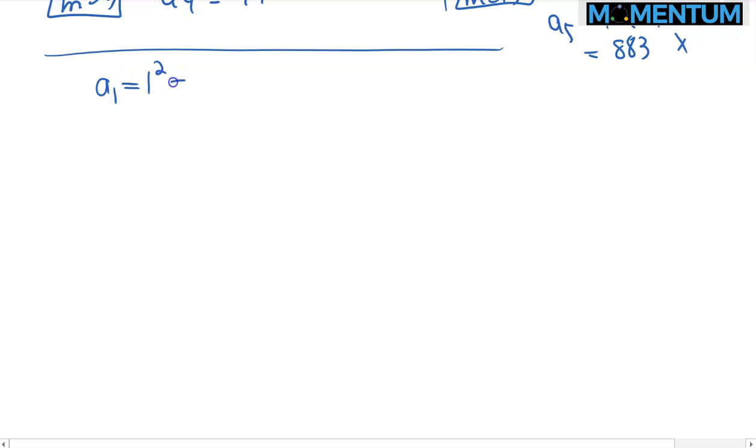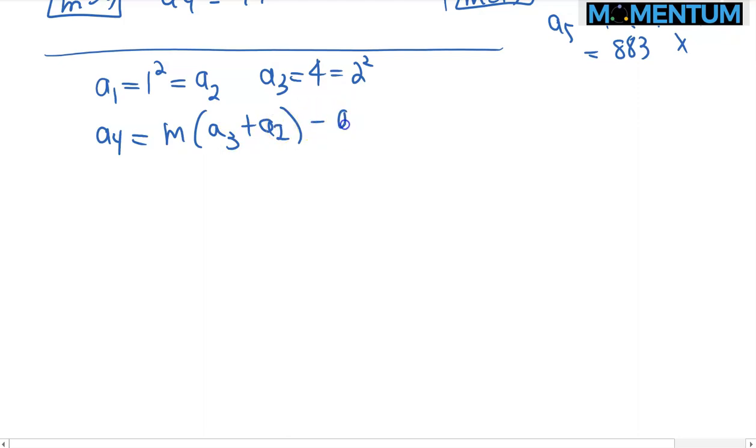A1 is 1 squared, which happens to be also A2. And A3 is 4, which is 2 squared. Now A4 was given to us as m times A3 plus A2 minus A1, where m is a positive integer greater than 1, and so on. Recursively, we will keep writing it down.